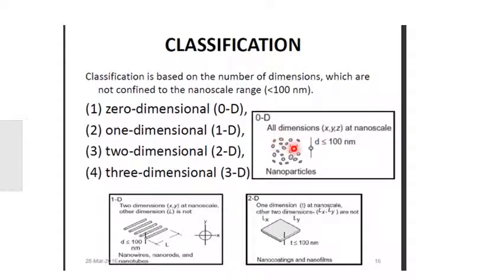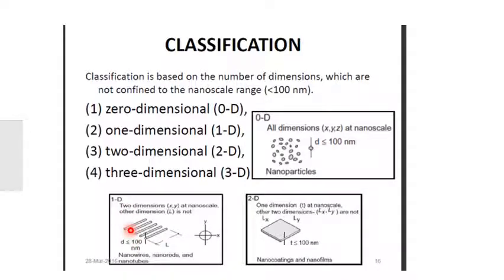Zero dimensions are outside the nanoscale. That is why these types of materials are known as zero-dimensional materials, because no dimension is outside of the nanoscale. All their dimensions are inside the nanoscale. Their diameter is less than or equal to 100 nanometer.